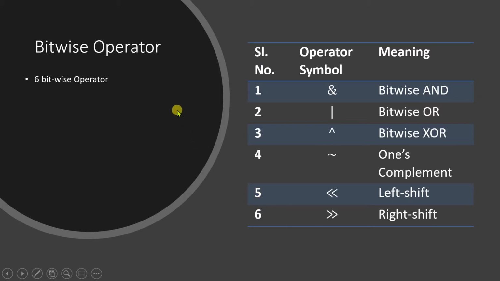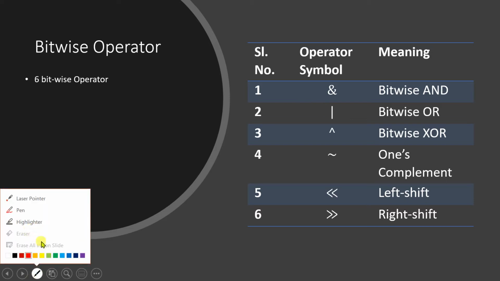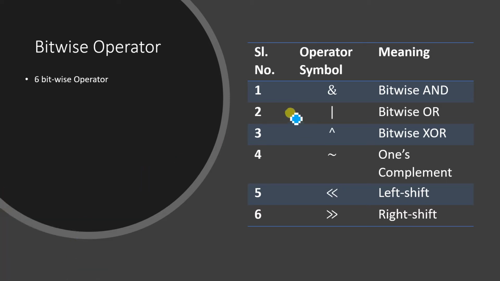C programming language provides 6 types of bitwise operators, and the names are bitwise AND, bitwise OR, bitwise XOR, ones complement, left shift and right shift. The corresponding symbol used for bitwise AND is ampersand. For bitwise OR, this particular symbol is called the pipe operator or pipe symbol. So we are using a pipe symbol to represent bitwise OR.